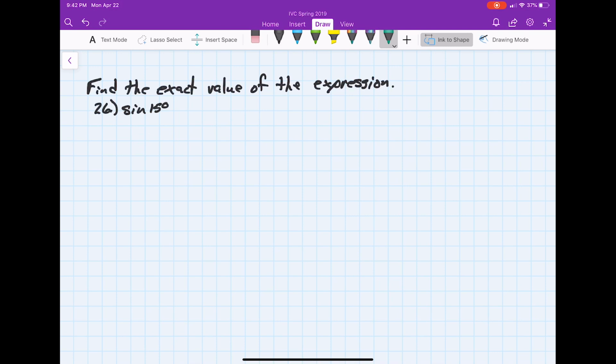These next couple, we will find the exact value of the expression. We're just going to find two angles that equal 15, and I'm going to use the difference formulas. So 45 minus 30, that would give me 15. So I'm going to have sine of 45 degrees times cosine of 30 degrees minus cosine of 45 degrees times sine of 30 degrees.